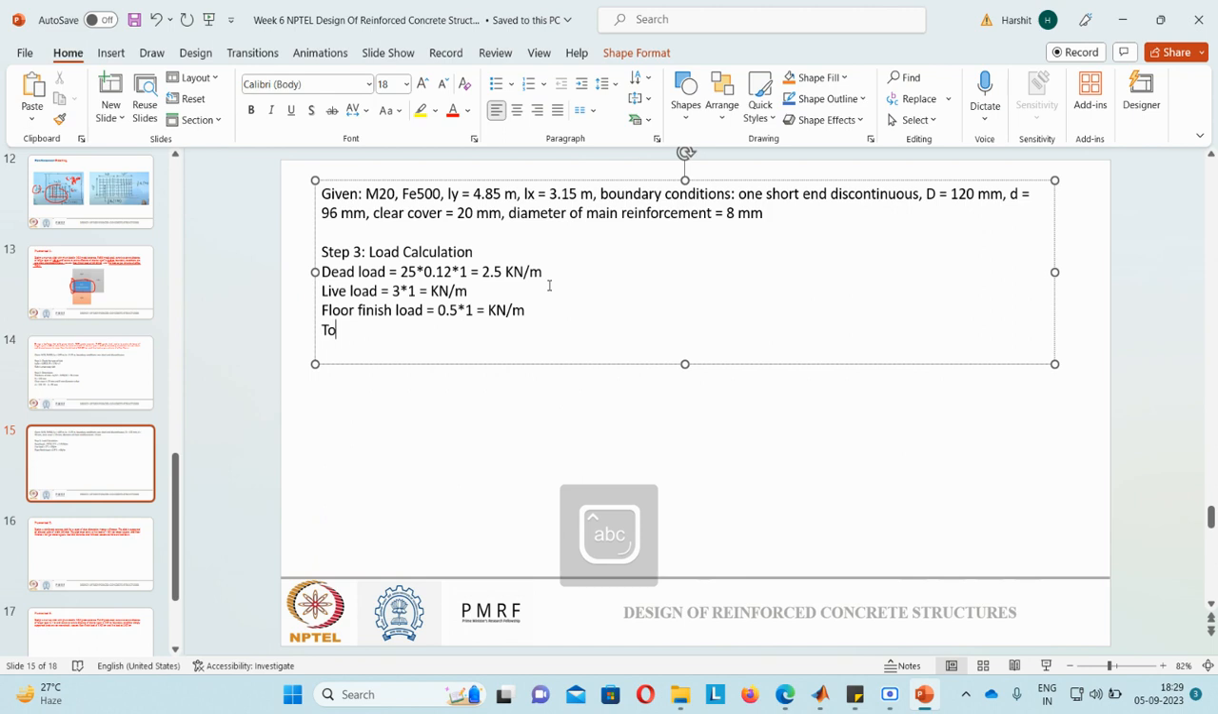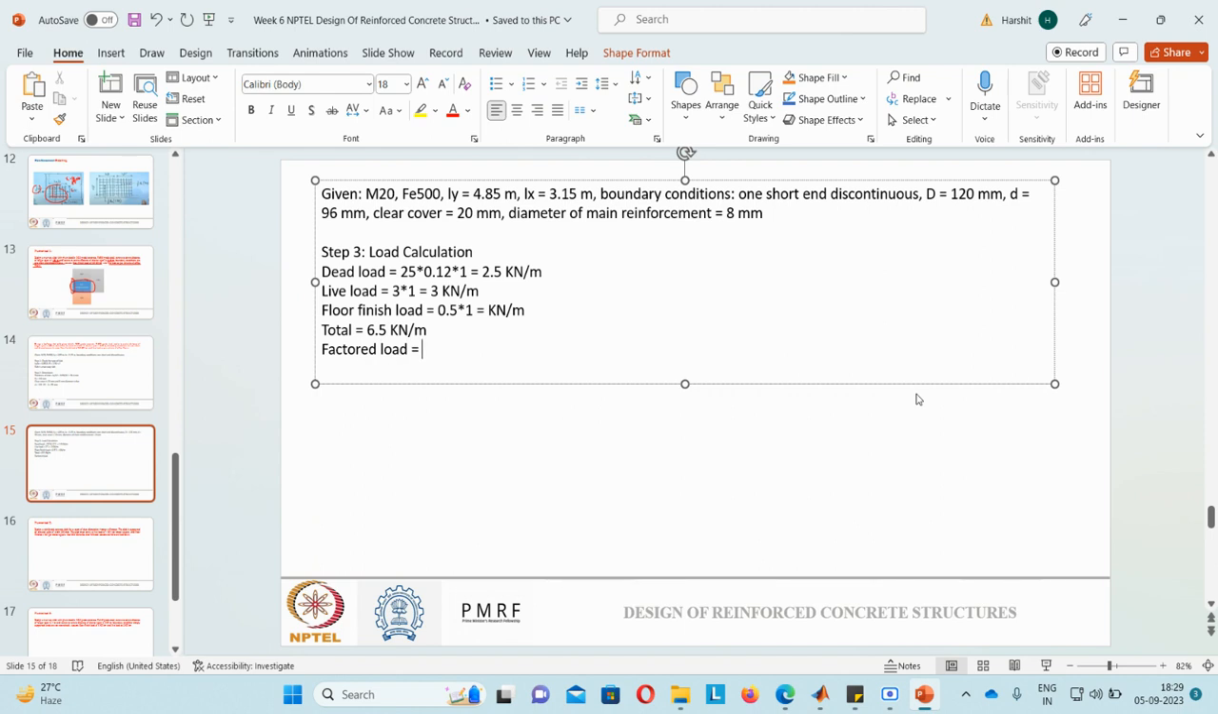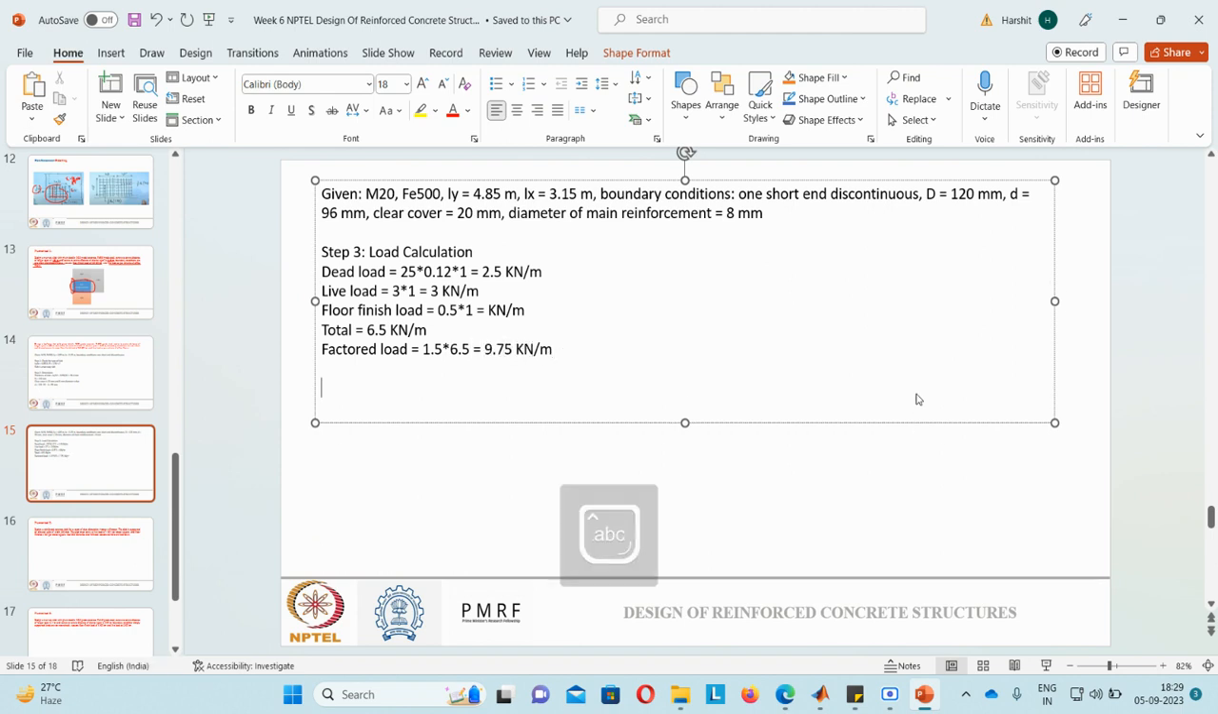So total load is the sum of 3, 3, and 0.5. So it is 6.5 kilonewton per meter. So my factored load will become 1.5 into 6.5. It will be 9.75 kilonewton per meter. Okay. So based on this, I can calculate the moment.